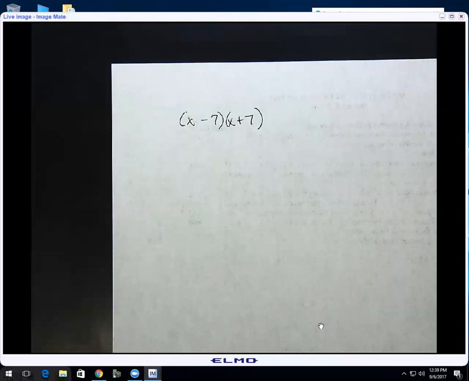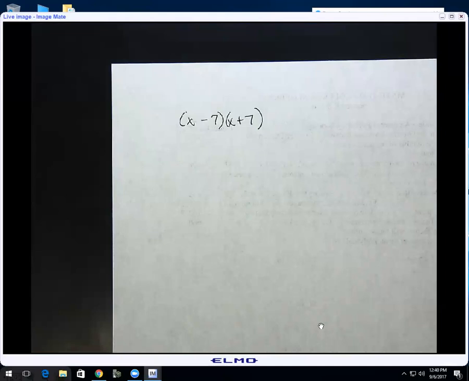Tell me what's going to happen when you multiply 2 binomials that are identical, except for one has a plus, one has a minus. The middle terms are going to give you 0, so your answer is just going to be a binomial. Your answer is just going to be x squared minus 49. Well, x squared minus 49 is what we call the difference of two squares.